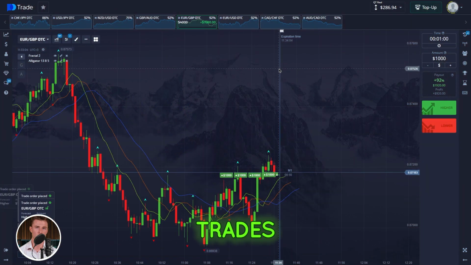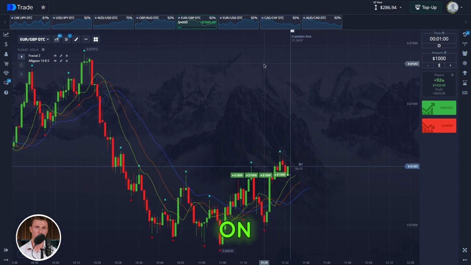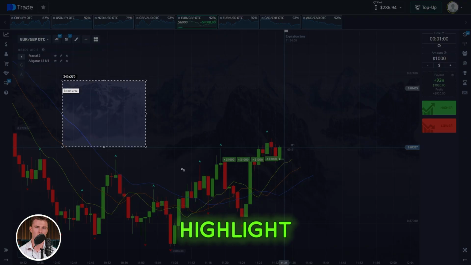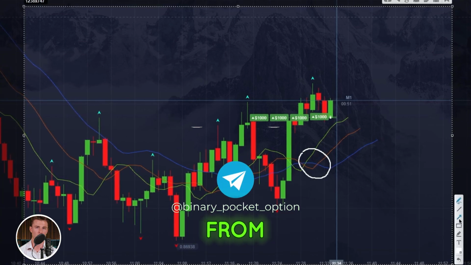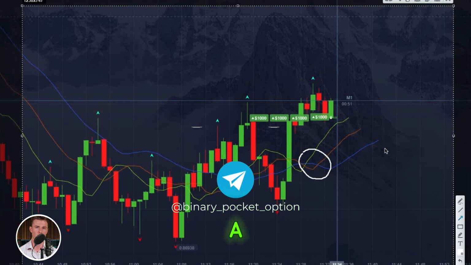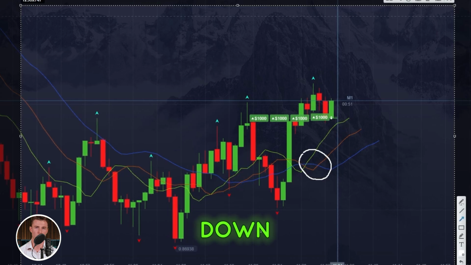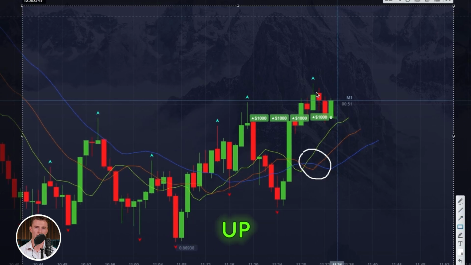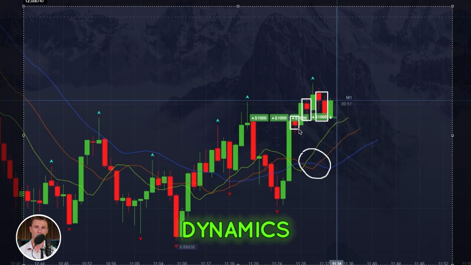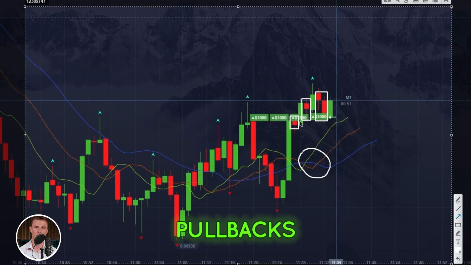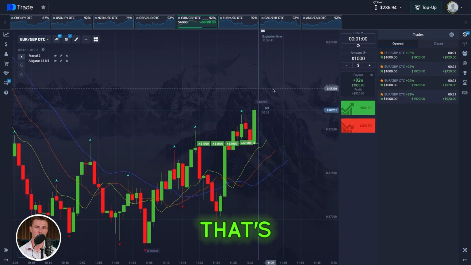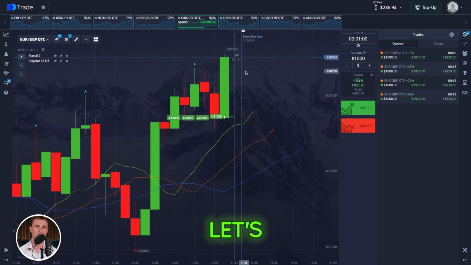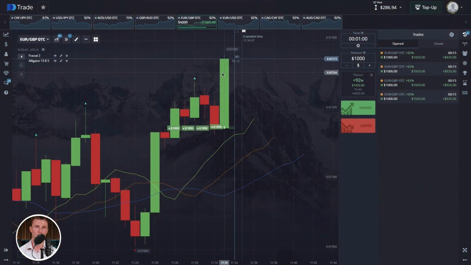Let's open our final trades here on the upside, on the actual trend dynamics. Let's highlight the working area. We've got our moving average alligator crossing from the bottom to the top. The moving average called Jaws has gone down and the moving average called Lips has gone up. This is a sign of strong upward dynamics. We also had a couple of price pullbacks. In general, there is nothing in the way of it going up now. That's why we are opening our final trades here, and let's watch the result.